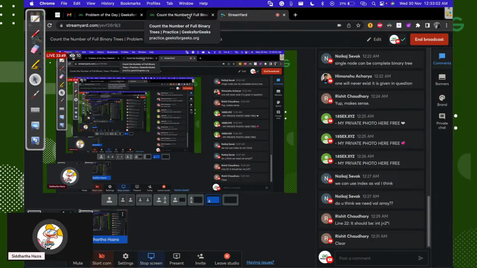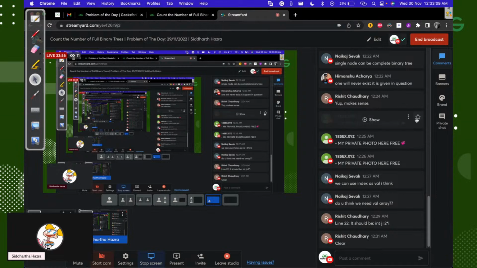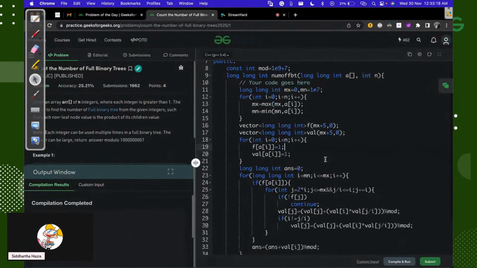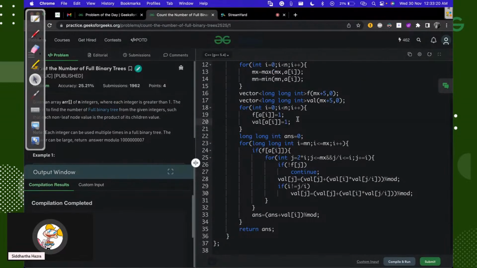Can anyone spot line number 22? Do you think we need the val array? Yes, val array is needed to store the answer. Earlier, it seems that val array is not required, but as you move forward, you will see that the val array is used to store the answer.